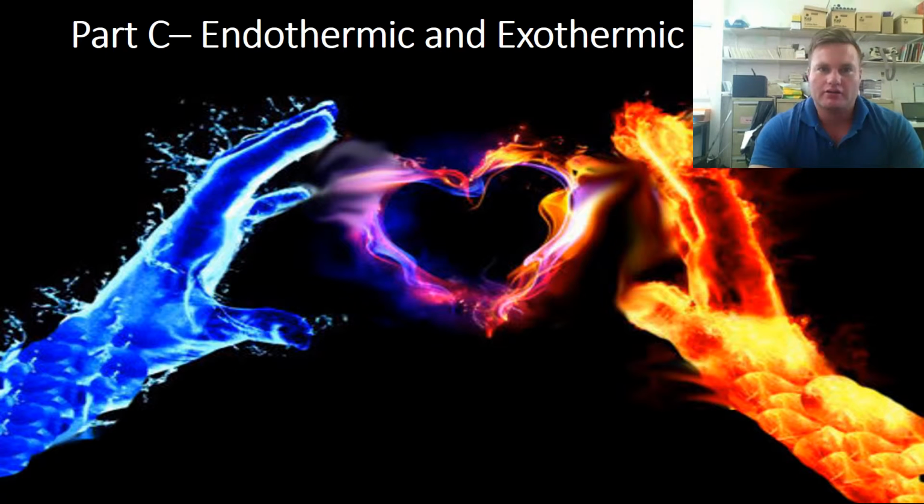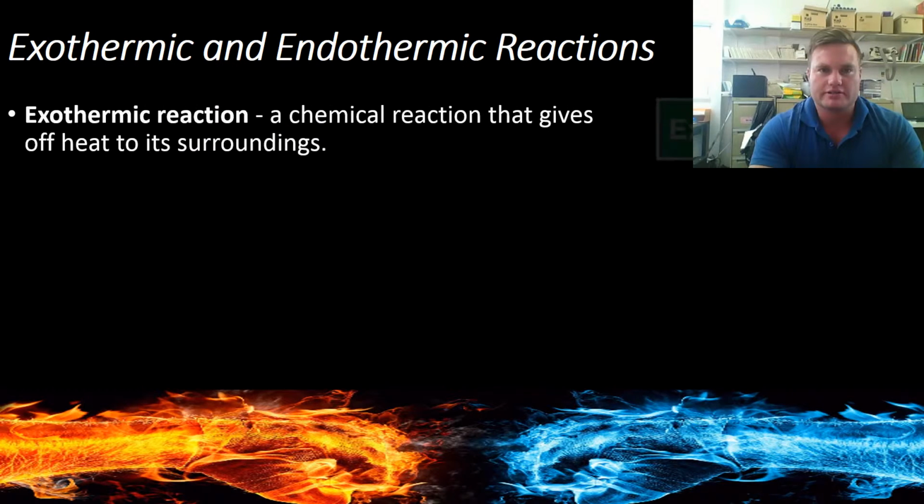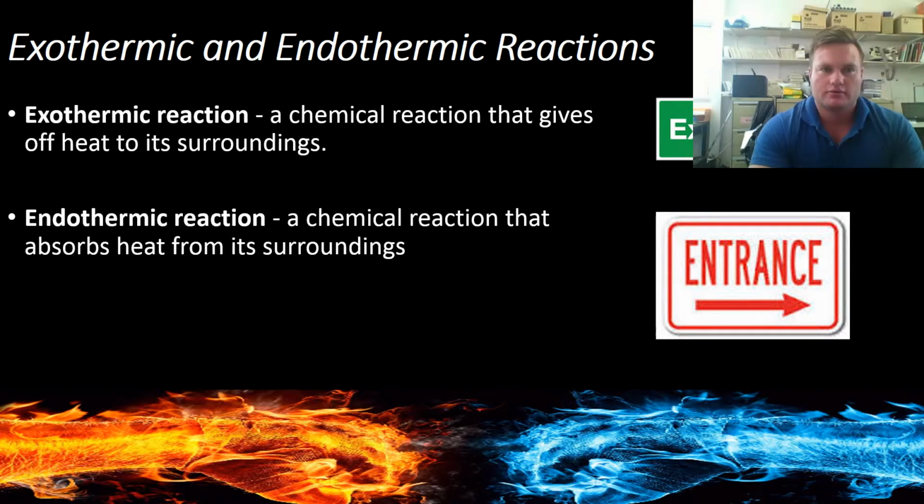Part C, endothermic and exothermic reactions. So exothermic reactions are when a chemical reaction gives off heat or energy to its surroundings. They include things like our explosions. The way I remember it, exothermic, EX, explosion, EX, or exiting, EX, is when our energy is being released. Endothermic is the opposite. So it's a chemical reaction that absorbs heat. Endo, EN, entrance, EN, or entering, EN. So energy is required to enter into our reaction for it to work.